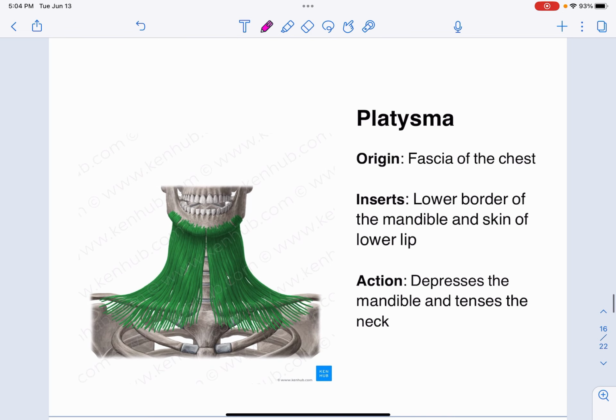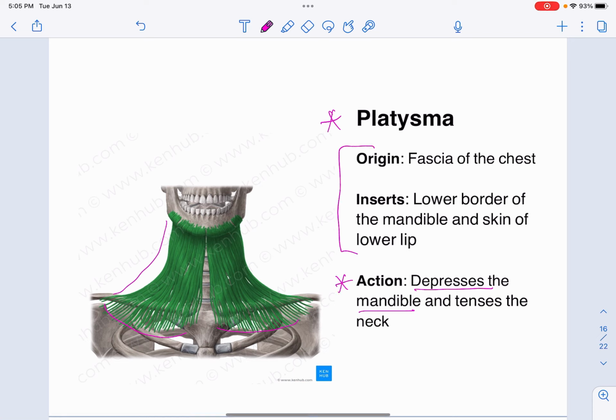And then the platysma. This is a very thin muscle that runs from the mandible all the way down the neck. The origin is the fascia around the chest here. It's going to insert into the border of the mandible, and it's going to pull the mandible down. So it's going to depress the mandible, and it can tense the neck. That's the action.